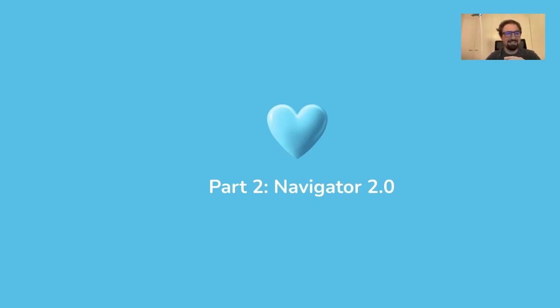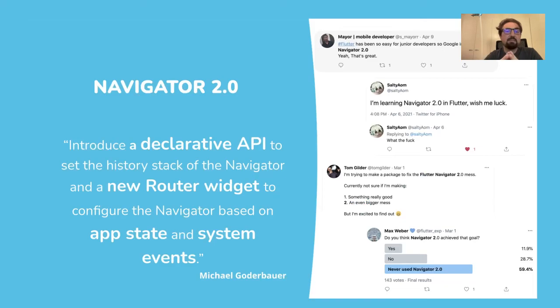It's powerful. Well, I think the best summary of Navigator 2 API is given by Michael Goddard. It introduces two things: a declarative API, like the Flutter way, a declarative API to set the history stack of the Navigator widget. And it introduces a Router widget to configure the Navigator widget based on two things. One is app state and system events.